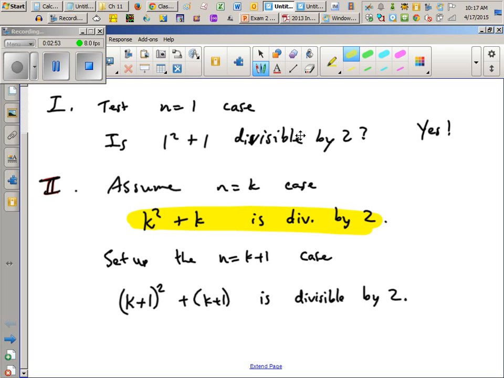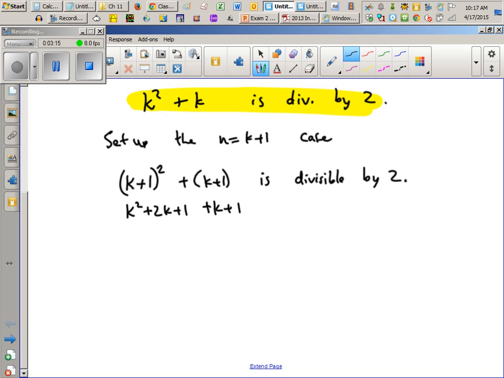The problem is we don't see any k squared plus k's anymore. Do you guys see any k squared plus k's anymore? Maybe if we FOIL it out or something. Why don't we do that? Why don't we FOIL this out and see what it looks like after FOIL. So this is k squared plus 2k plus 1 plus k plus 1. I still don't see any k squared plus k's. Do you? I need k squared plus k's in my work, you see. I'm supposed to be replacing it with a phrase divisible by 2.